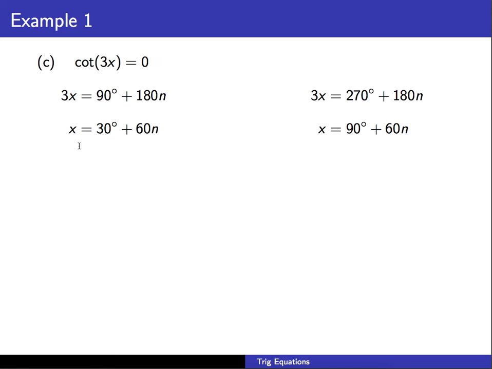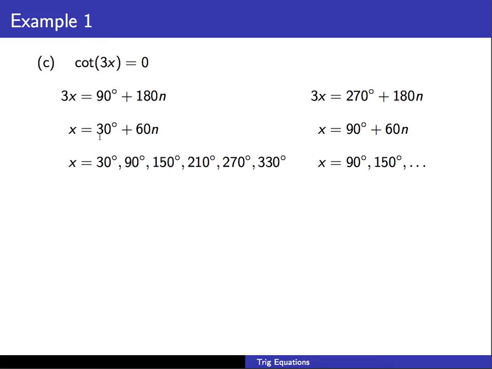Dividing everything on both sides by 3, we get x equals 30 plus 60n for our first one. We get x equals 90 plus 60n for our second one. Again, the period of cotangent of 3x, that period is 60 degrees. So listing this out as our first one for our sequence, we have 30 plus 60 is 90, plus 60 is 150, plus 60 is 210, plus 60 is 270, plus 60 is 330, plus another 60 is 390, which is not between 0 and 360, so we can stop.